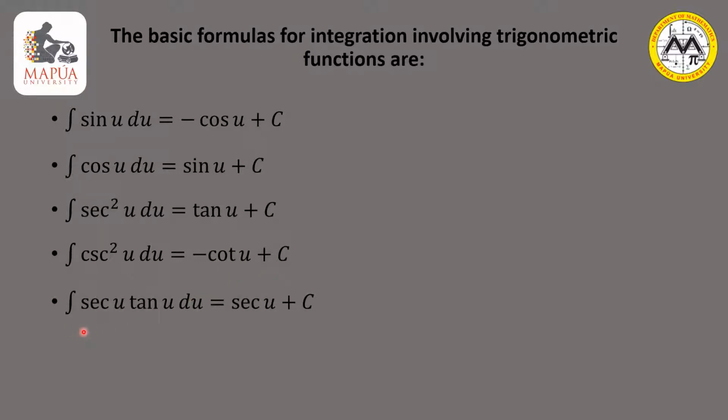For the integral involving the product of secant u tangent u du, this would result to secant u plus c. And for the integral of cosecant u cotangent u du, this will lead us to negative cosecant of u plus c. These are the basic integration rules that would involve the trigonometric functions and would result to a trigonometric function as well. We have supplementary formulas or rules as follows.